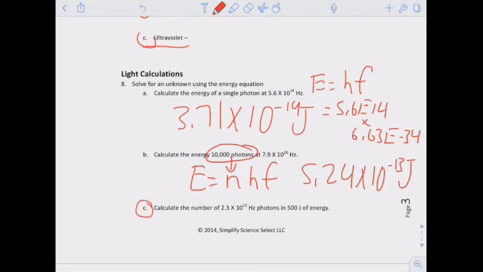It gives us the frequency, but it says it gives us the energy here. So let's go ahead and try to find the energy and then maybe divide the energy out to find the number of photons, because you're trying to find that N value.